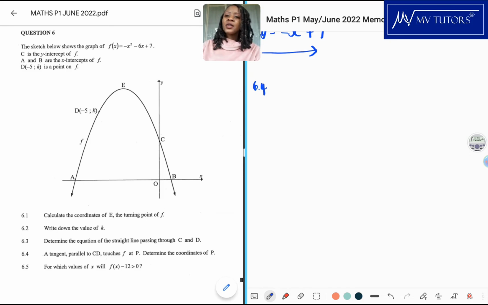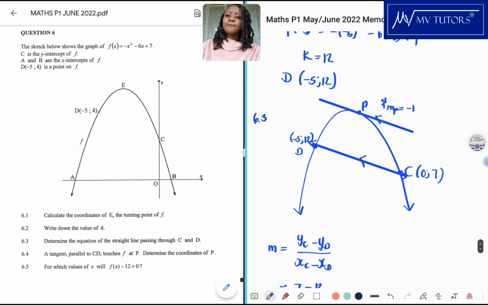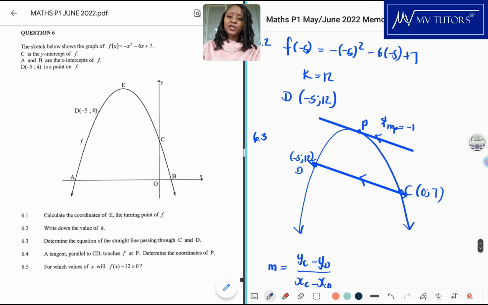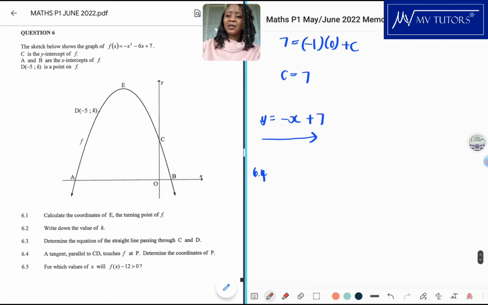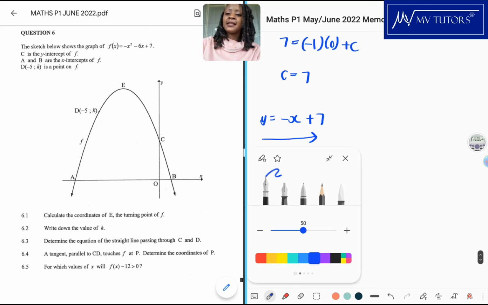Why? Because on a curved graph or function, your gradient is always like one point. So you'd have a gradient over there, gradient over there, gradient over there, because it's tangent, and we know that at the turning point the gradient is 0. So here at P, we know what the gradient is. The gradient is -1, because that's why they told us that the lines are parallel.